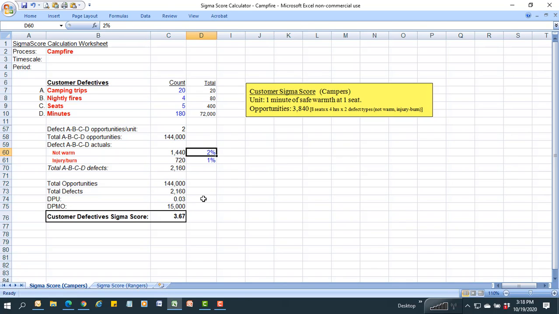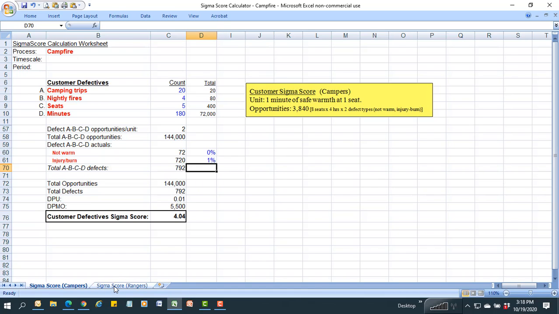So even if I can cut the not warm defect in half down to 1%, my Sigma Score only climbs to 3.83. I've got to get a fractional percent on these to get anywhere near the upper scores. So that's how you do a simple Sigma Score calculation based on a SIPOC or PMAP analysis, which typically is fairly high level, and you won't know all the details yet in the measure phase.